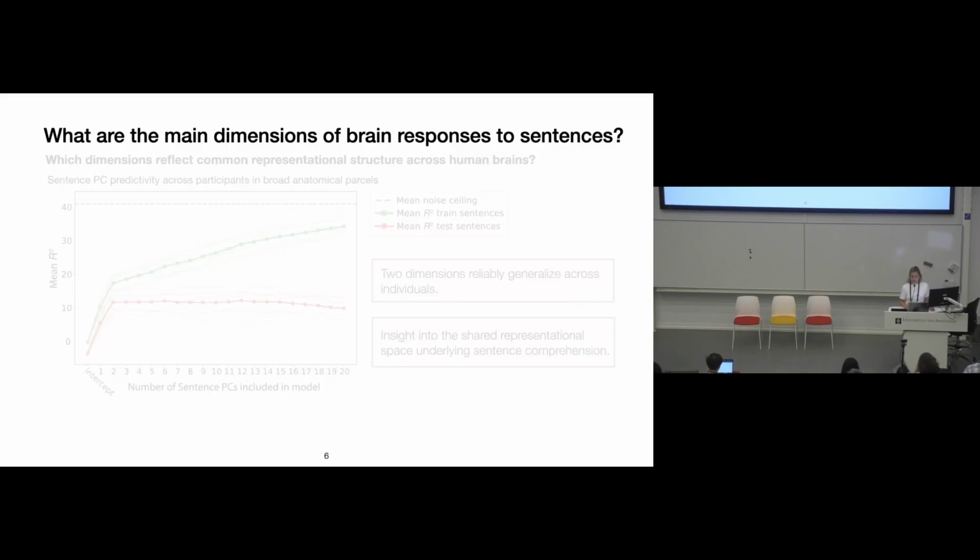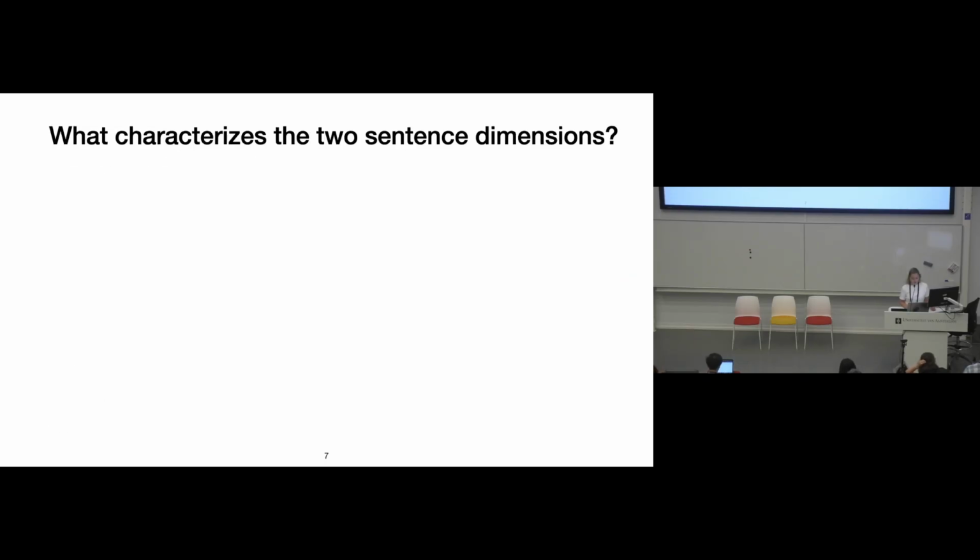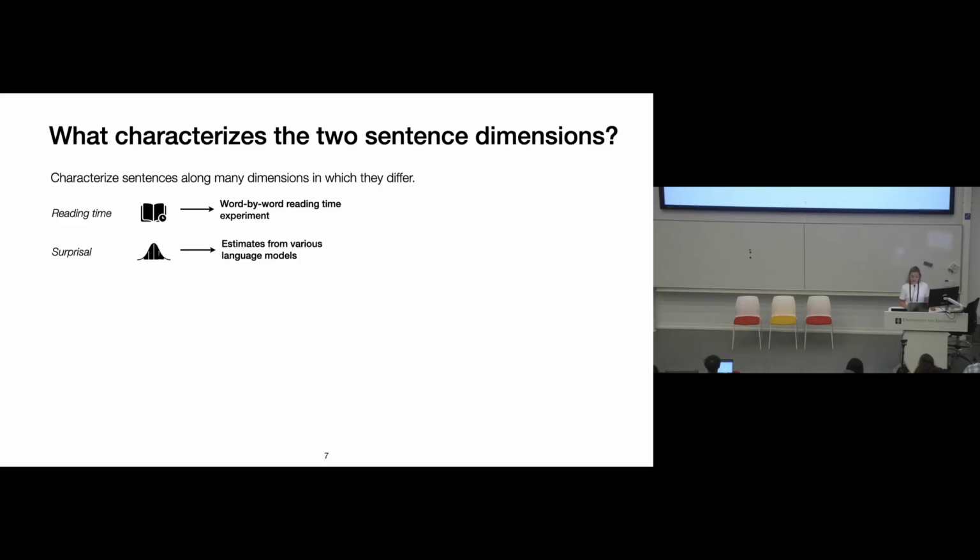But what do they encode? Can we characterize and interpret what information is actually conveyed along these sentence PC dimensions? To do so, we characterize each sentence along the many dimensions in which they differ, using targeted behavioral experiments and information theoretic estimates. We quantified how long sentences take to read, how surprising they are, how grammatical they are, how concrete their meanings are, and several other properties, 14 in total.